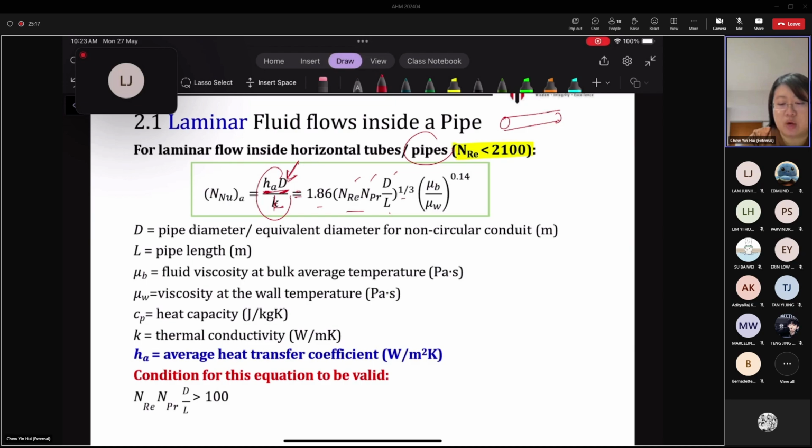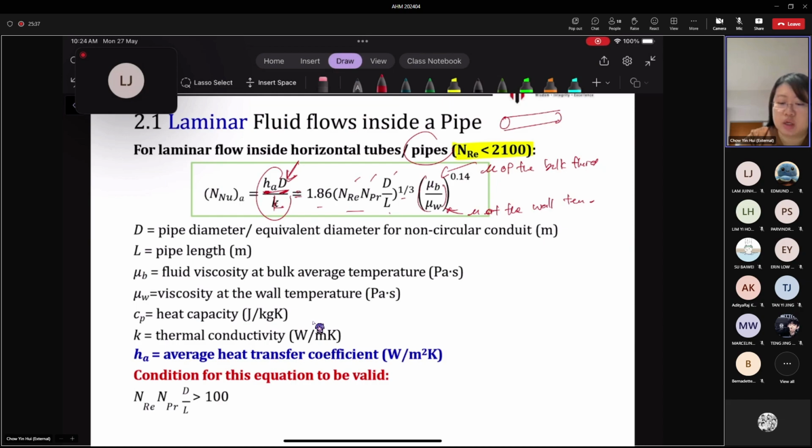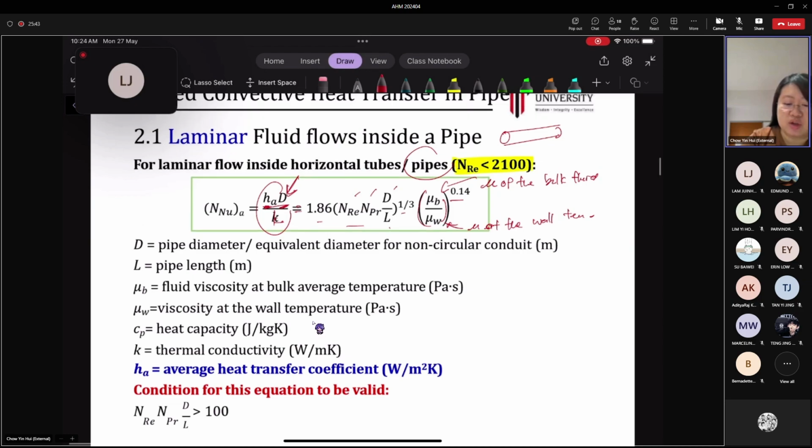then to the power of 1/3, then you multiply it by the ratio of the viscosity of the bulk fluid to the viscosity at the wall temperature, with this ratio to a power of 0.14. I will not introduce this further for now. If you see Reynolds number, it means rho D over mu. If it's the Prandtl number, then it's Cp mu over k, which you can also get directly from the table if you don't want to calculate it.